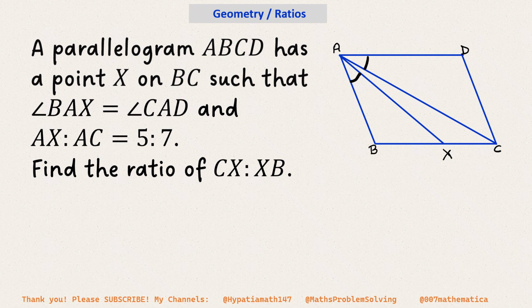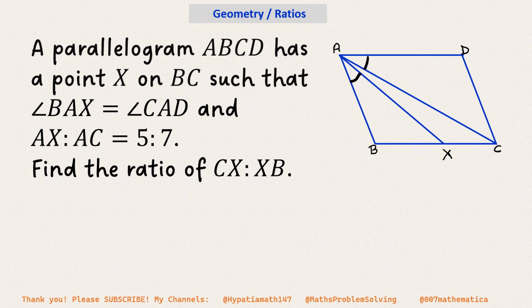A parallelogram ABCD has a point X on BC such that angle BAX equals angle CAD and AX is to AC equals 5:7. Find the ratio of CX is to XB.